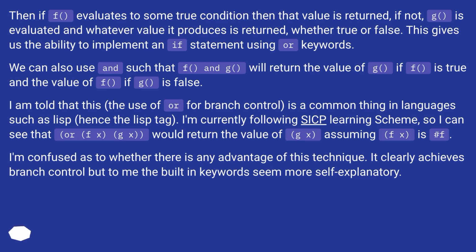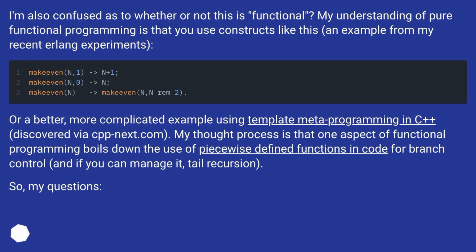I am told that this, the use of "or" for branch control, is a common thing in languages such as Lisp, hence the Lisp tag. I'm currently following the SICP learning scheme, so I can see that (or (f x) (g x)) would return the value of (g x), assuming (f x) is #f. I'm confused as to whether there is any advantage of this technique. It clearly achieves branch control, but to me the built-in keywords seem more self-explanatory. I'm also confused as to whether or not this is functional.